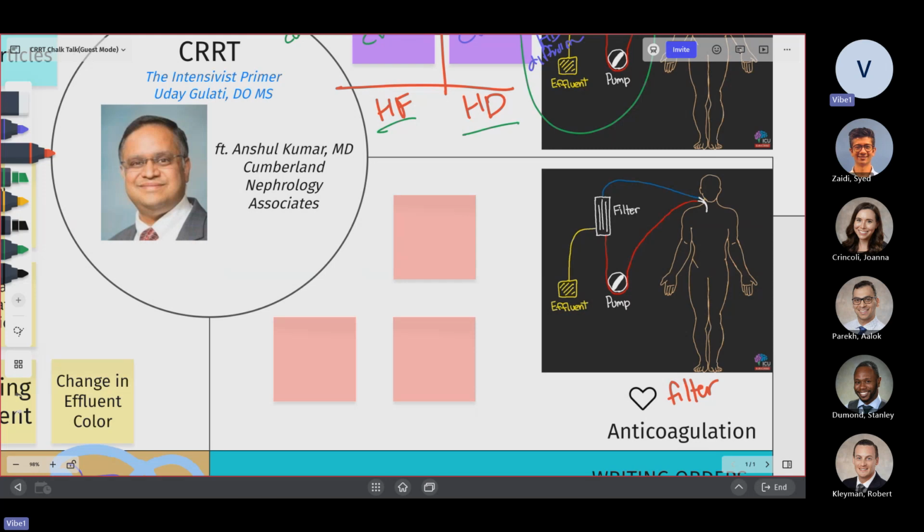The one that you probably know we use most is heparin. I know this varies across different institutions, so Dr. Kumar, feel free to chime in on how we do it here. You're going to give the heparin with protamine. You'll run the heparin here, and then you'll give the protamine here. If you're doing it regionally, you'll give the heparin here and the protamine here.